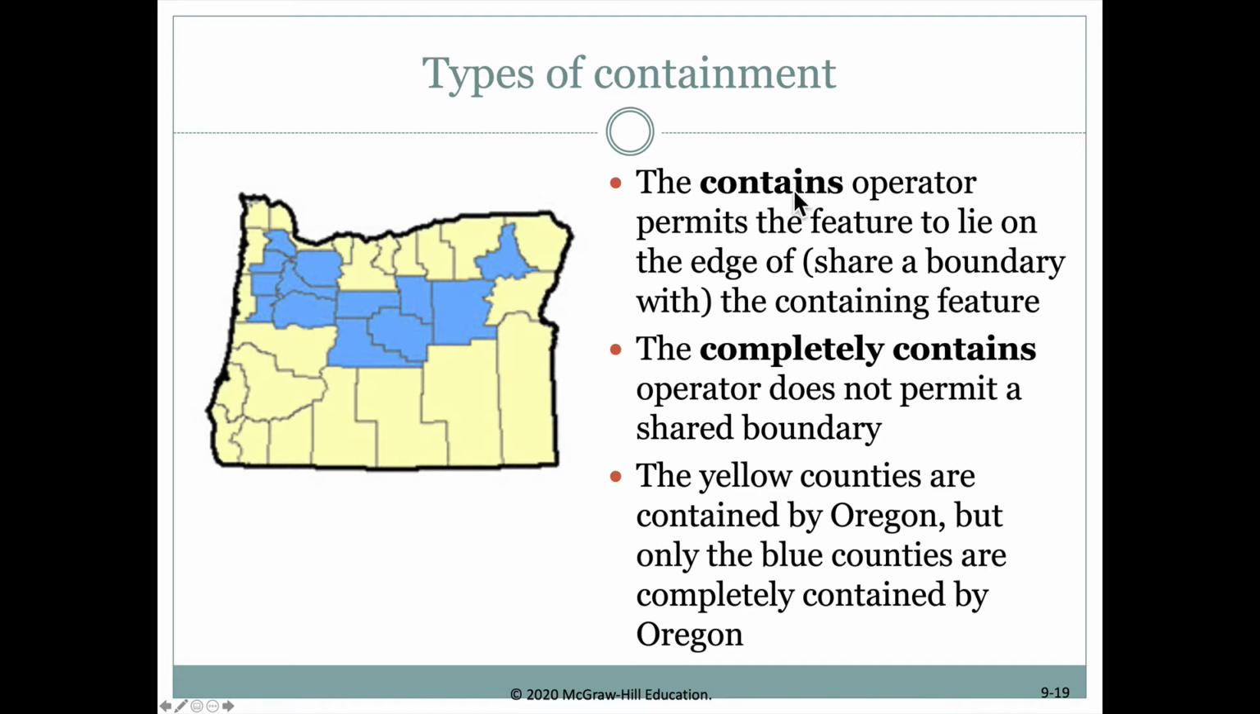For example, if we look at the contains operator, we want to say of the counties in the state of Oregon, which are completely contained within the state of Oregon. One thing that completely contains means is that it is not permitted to share a boundary with the state of Oregon. So even though we know all these counties are within the state of Oregon, in order for them to be completely contained, they can't share any boundary with the state boundary of Oregon, such as we see here, or here for this county, or any of these counties here. The only ones that don't touch the state boundary would be the ones that are selected in blue here.